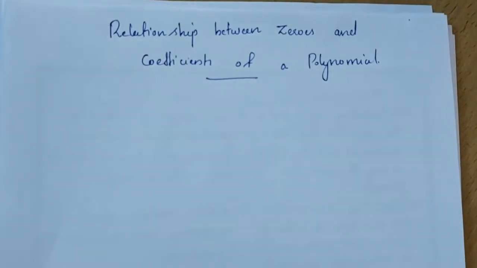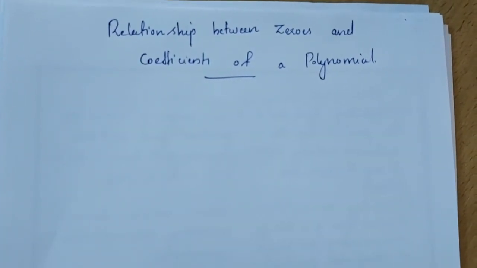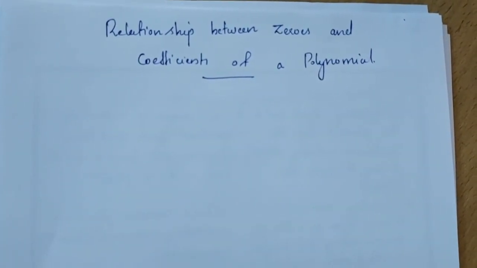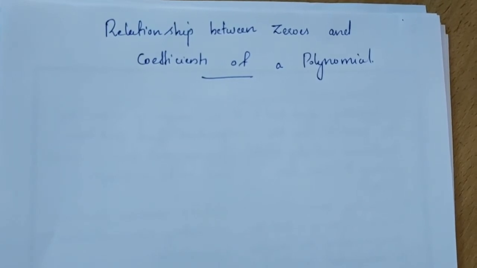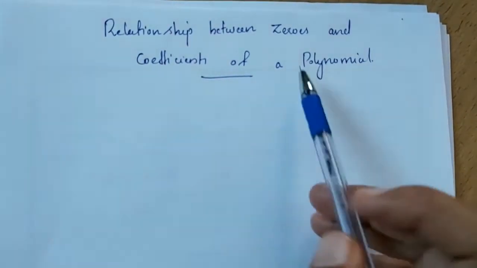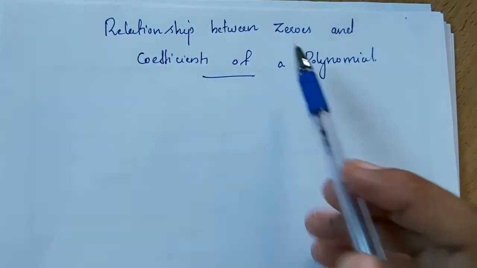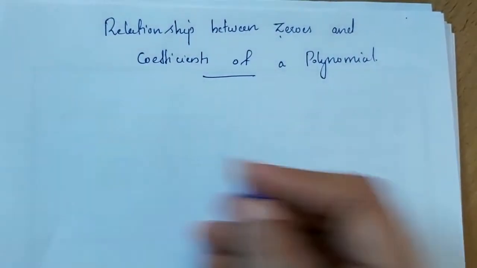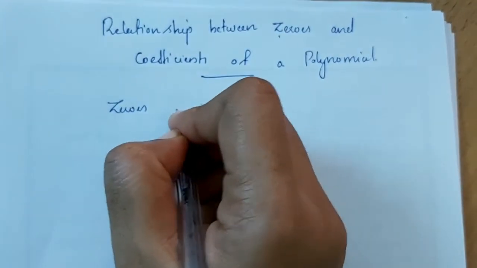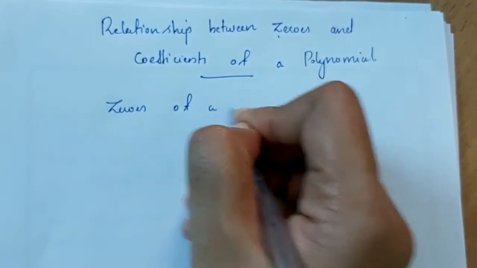Today we are discussing the relationship between zeros and coefficients of a polynomial. First we have to discuss what zeros and coefficients of a polynomial are. In the previous class we discussed a lot about zeros and coefficients, but let's once again go through them. Zeros of a polynomial.